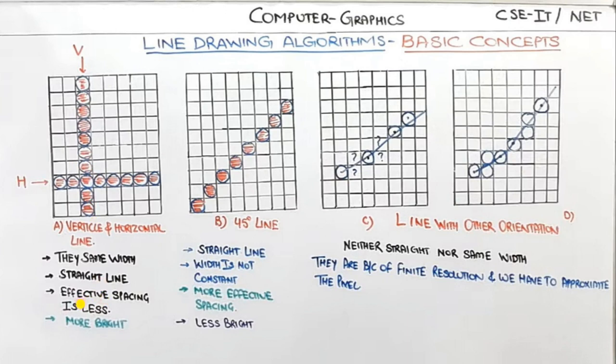And the effective spacing is less, because the pixels are one after the other, so there is very little space between two pixels. Here also there is less space between two pixels, and here also. So in the horizontal and vertical pixels, the space between the two pixels is very much less. For this reason we get more brightness.